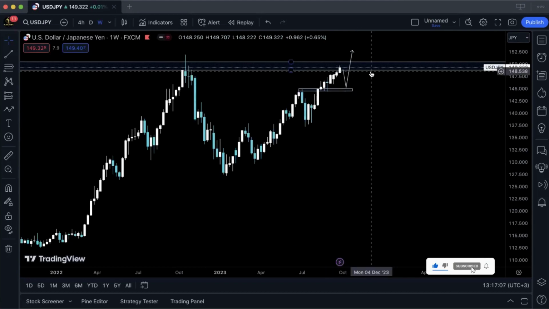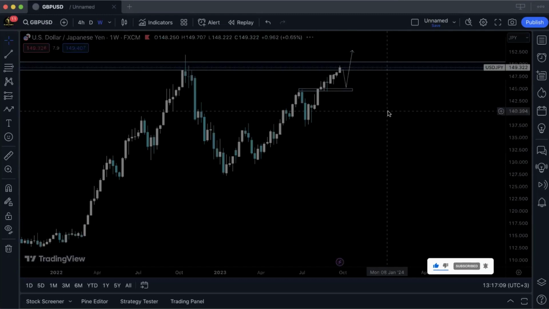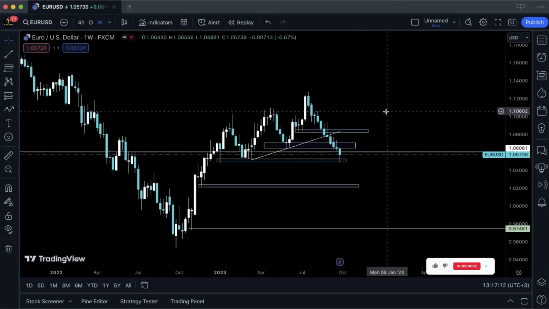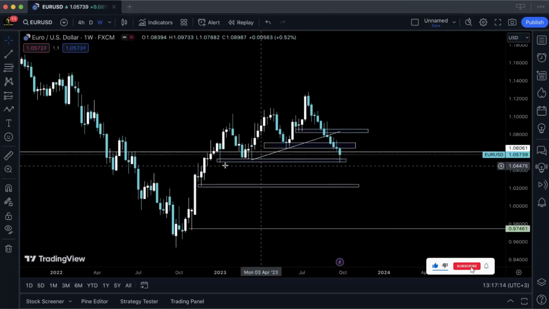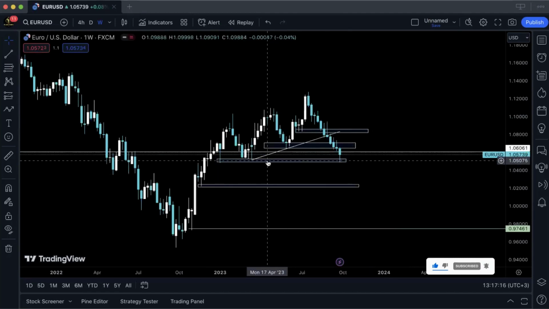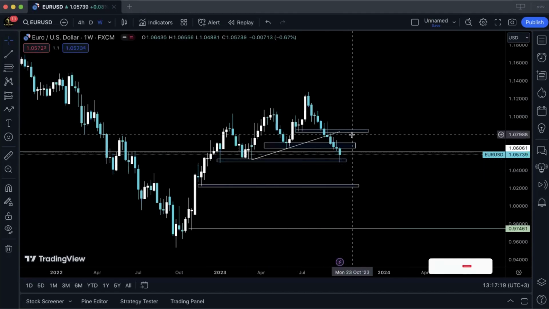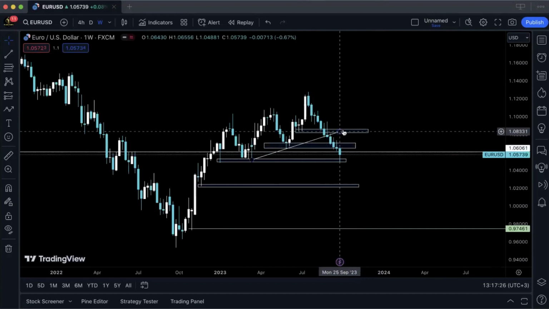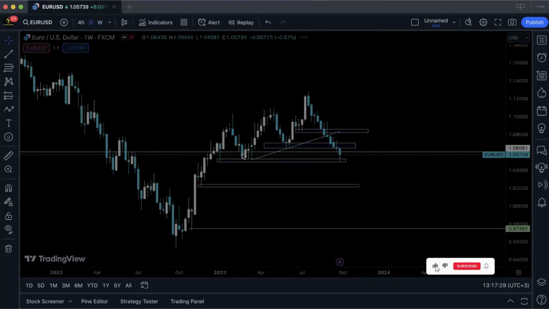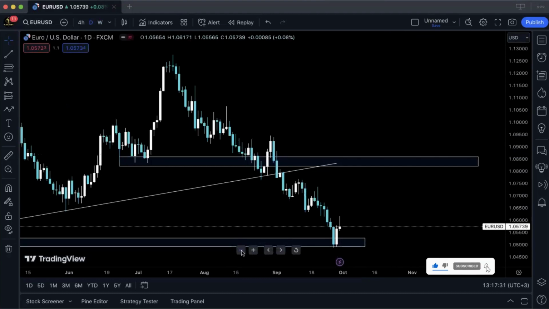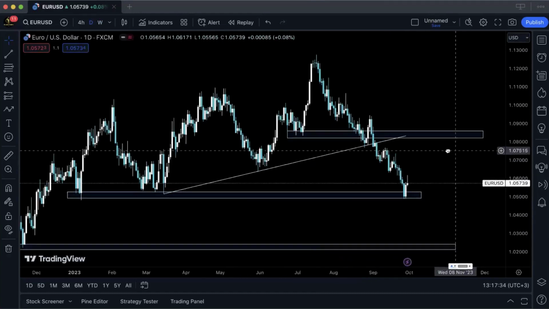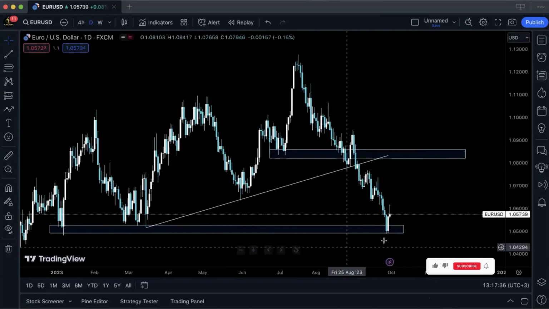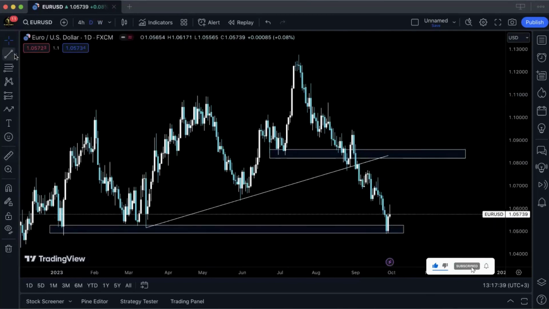On the EURUSD, prices have also reached this support structure. So I'll be anticipating to see some kind of a retracement. Possibly this will be the first target, obviously, these ones right here, and then those will be the final targets. So on the daily, I think it can be much clearer. You can see on the daily how it is. Prices are now on this support structure. So the first targets will obviously be somewhere here.